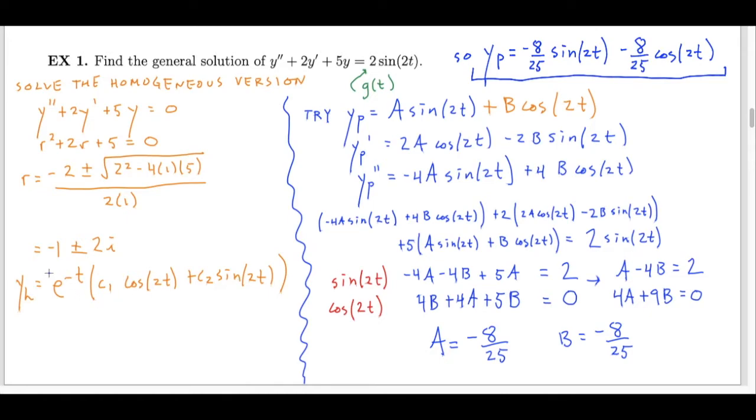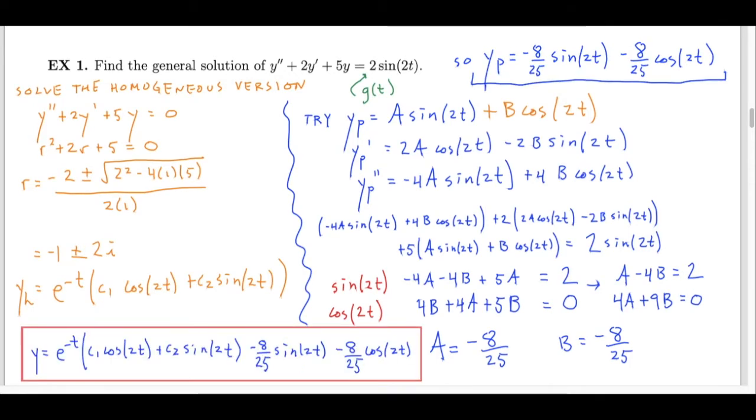So now I have the two ingredients I need to build my general solution. I have y sub h from earlier in the problem. Y sub h here was the solution to the homogeneous version. And now I've cranked through all the algebra to identify a particular solution, y sub p. And so my final general solution will simply be those two components added together.